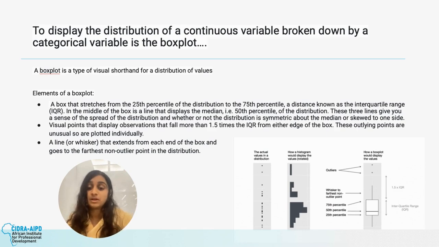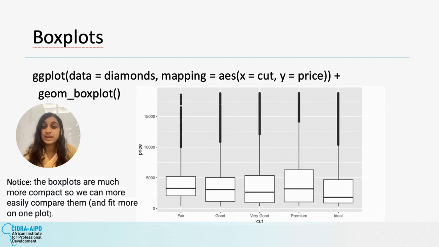Visual points that display observations that fall more than 1.5 times the IQR from either edge of the box are known as outliers. A line or whisker that extends from each end of the box and goes to the farthest non-outlier point in the distribution. Here is an example of how a box plot looks. The function that we're using is ggplot in R, and we're using a built-in data set called diamonds, and we're using the cut as the categorical variable, whether it's fair, good, ideal, and we're using the price as the y-axis.